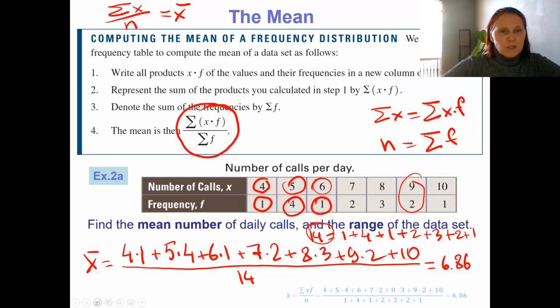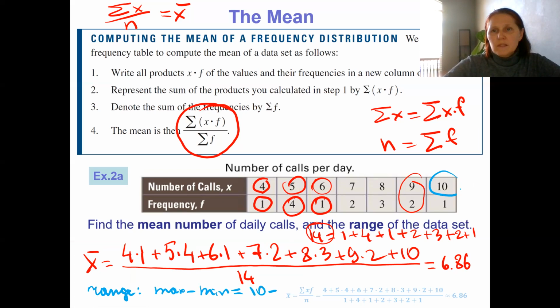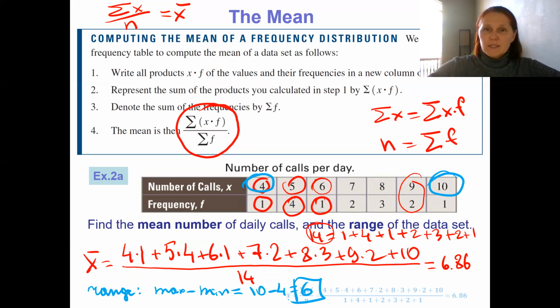We determine the range as a difference between maximum and minimum value. Range is maximum minus minimum. So maximum is 10 here. Minimum is 4. 10 minus 4, 6, is the range of the data set.